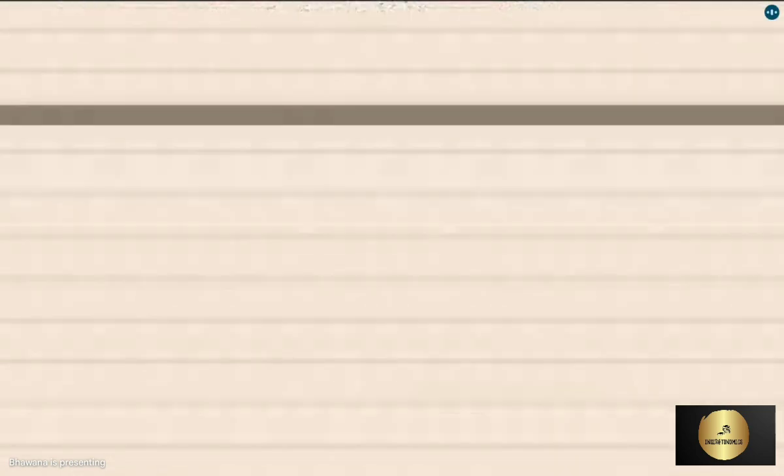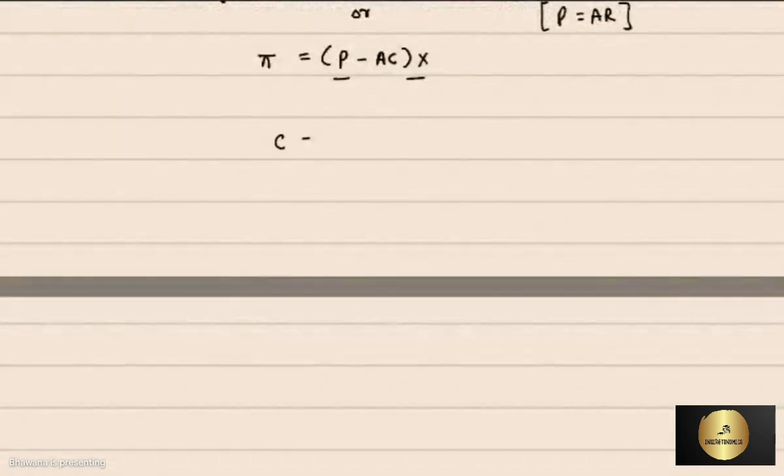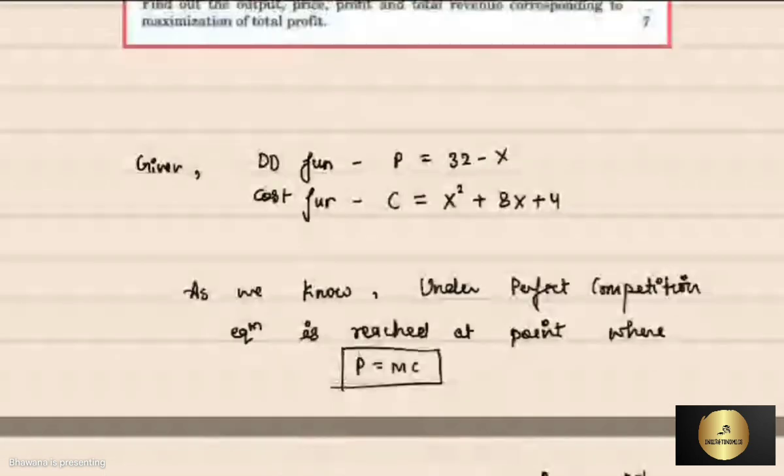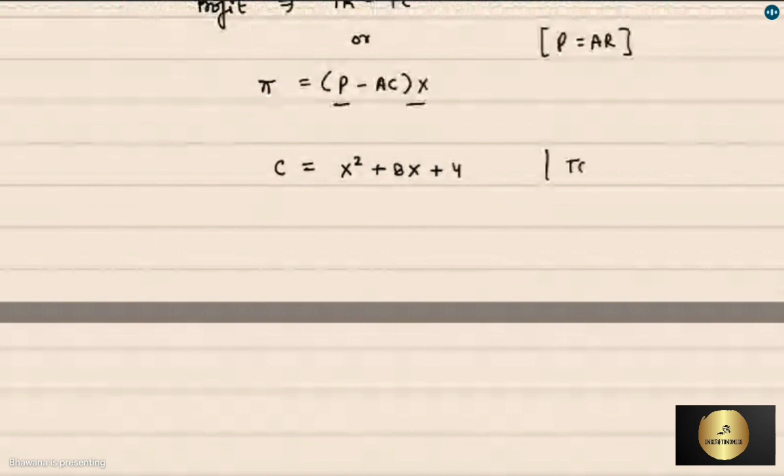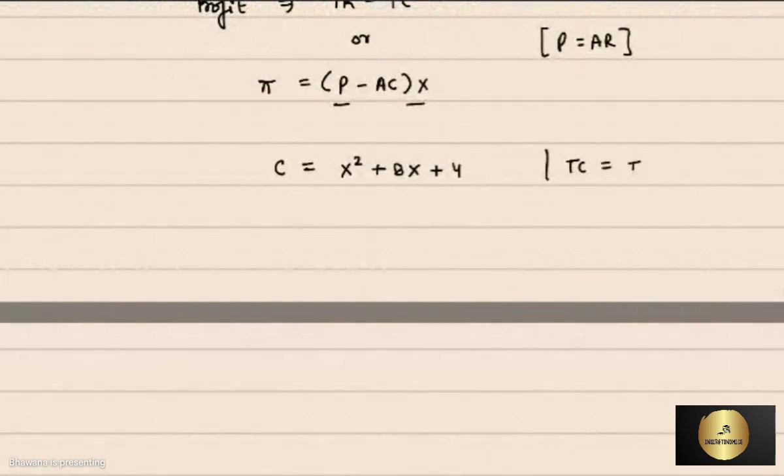So let me write it here. C is equal to X square plus 8X plus 4. And as we know, total cost is the sum of total variable cost plus total fixed cost. So this is our total variable cost, and this is the total fixed cost.